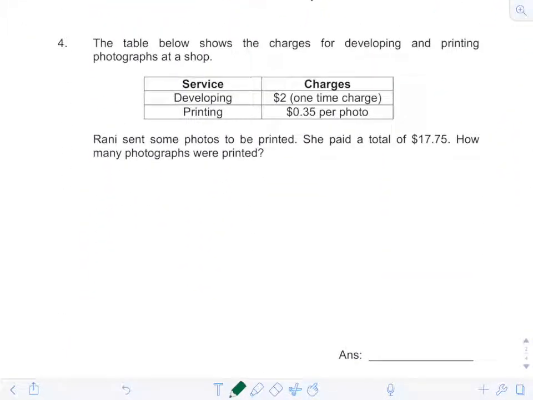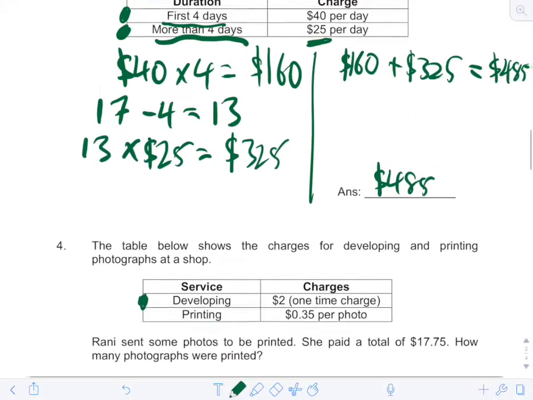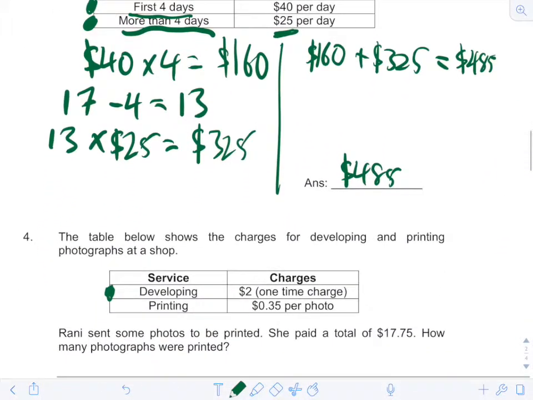Question 4. The table below shows the charges for developing and printing photographs at a shop. When you look at this, the first thing you need to know is how photographs are made. Whenever you take your film to the photograph shop, they will develop the film first to put it into a form that is ready for printing. After that, they'll print it for you. So this will be the fixed cost. It's the same as the previous question.